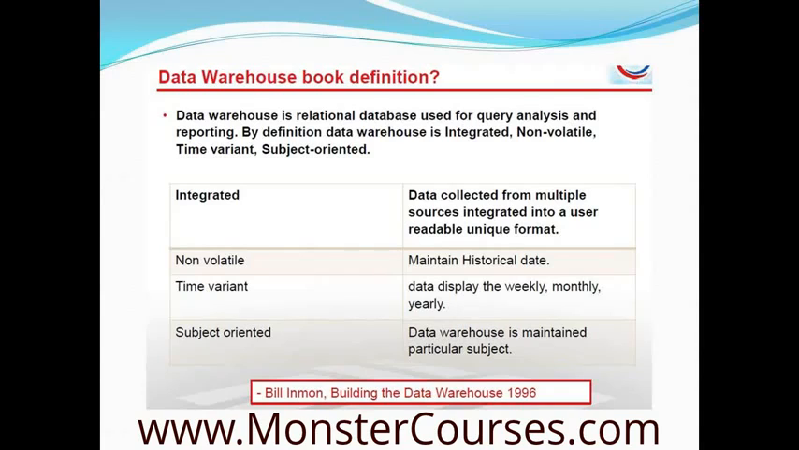The second one is time variant. Time variant is nothing but, we can get the data based upon month, week, year, or quarter. Whatever the time period, we can extract the data accordingly.